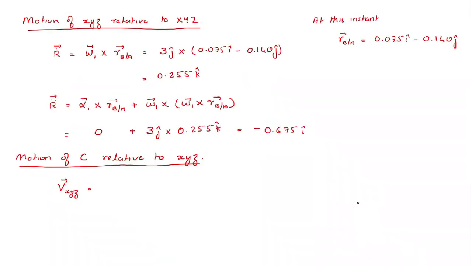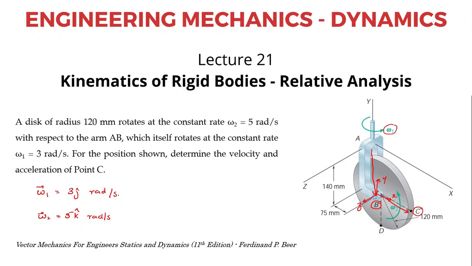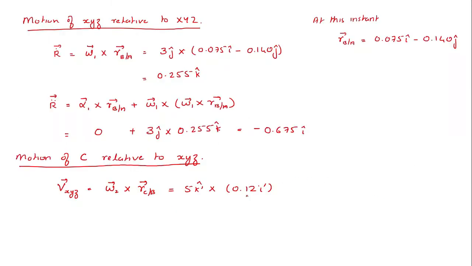I can express the velocity as omega 2 vector cross r_C/B. This will be equal to omega 2, which is 5 k' cap, cross r_C/B, which will be 0.12 i'. Now if you see this figure here, the radius of this is given as 120 mm, or 0.12. That is why I have written 0.12 i'. So this will give me 0.6 j' cap.